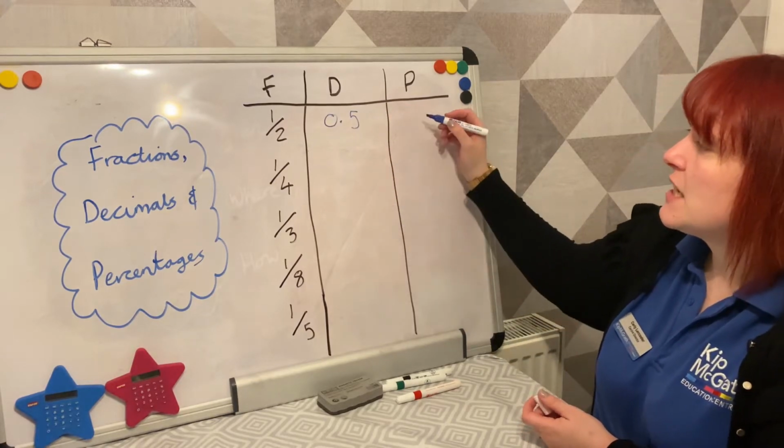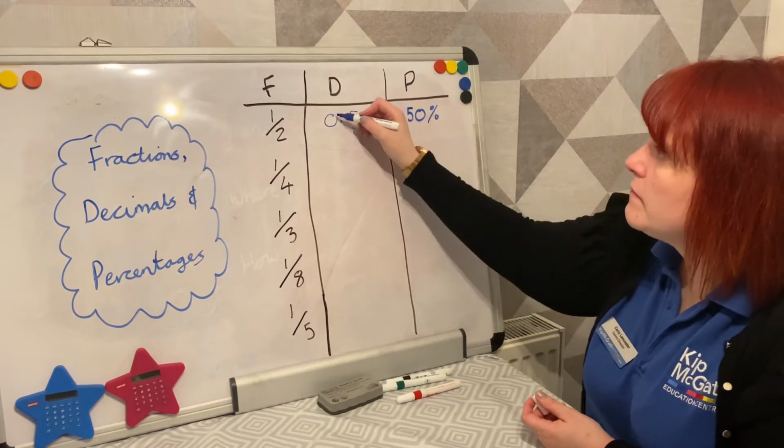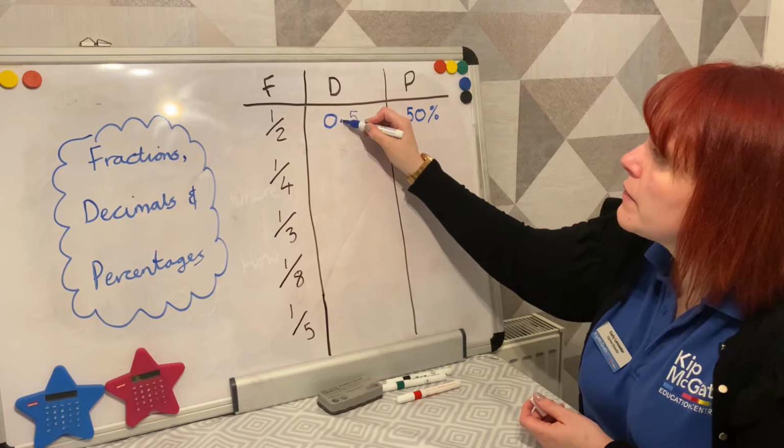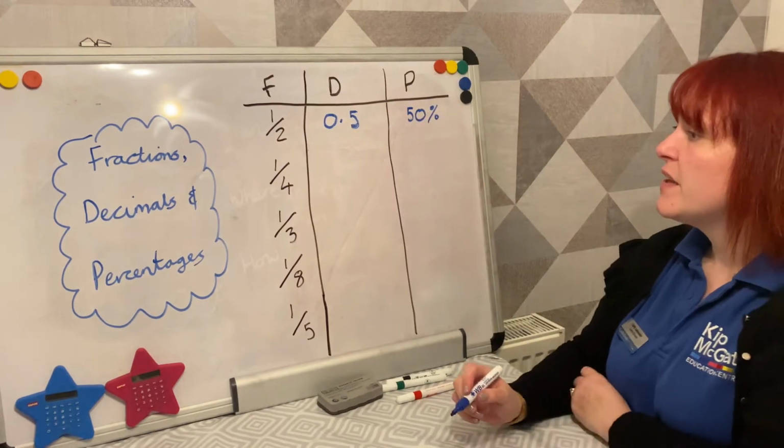To turn that into a percentage, it's 50%. Just go over that one for you. There we go. So we've got 50%, 0.5.